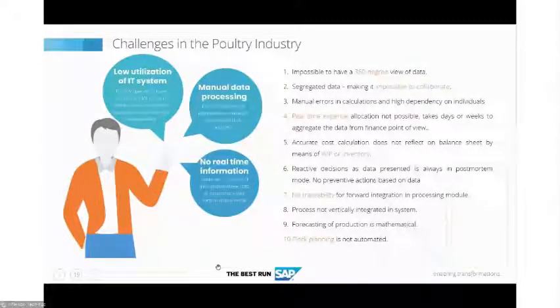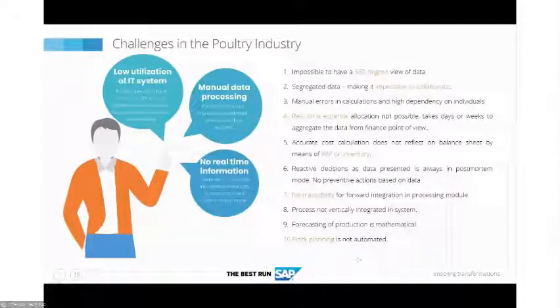Imagine mortality is going on, and you don't get information, or your forecast and your actual values are differing and you don't get information on a daily basis. Then it is going to have a major impact on the quantity and quality of your total yield.